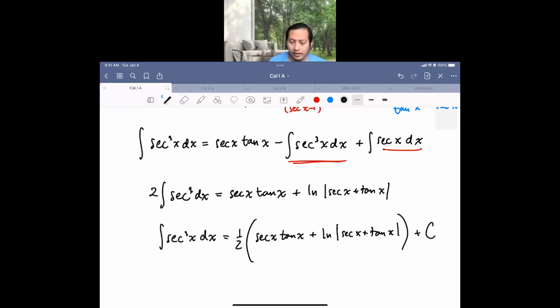So I think the key is finding the secant x first, and then don't forget to write the original equation so that you can see the relations between those two.